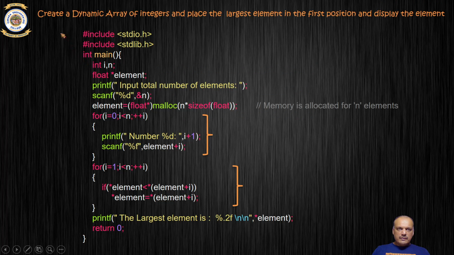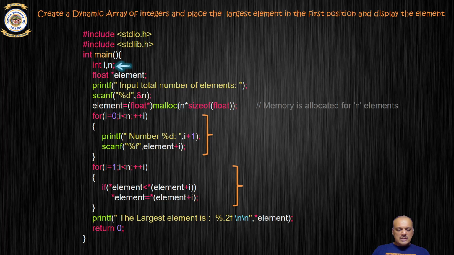So if the problem statement is like this, if we are asked to create a dynamic array which can hold n numbers and I want the largest number to be there in the first position. So replace the first position after the array is entered with the largest element of the array. So that's the problem statement. Given this problem statement, let's look into how it can be implemented in C.